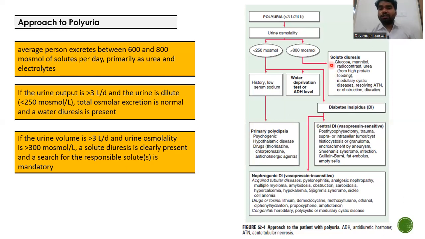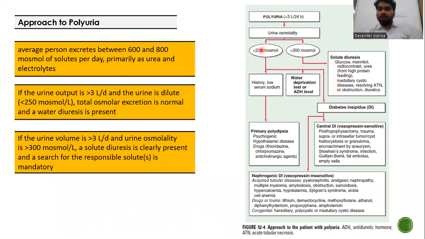As we can see in this chart, this generally happens in patients with diabetes who are having lots of glucosuria, or somebody who has taken radiocontrast dyes, or other agents which are osmotically active like mannitol, or somebody is taking a high protein diet, or total parenteral nutrition. In all these conditions, lots of solutes are there in the body. The body has to get rid of them. That's why osmotic diuresis is happening. So suppose somebody is having polyuria more than 3 liters per day, then you check osmolality. If it is high, then probably you are dealing with a case of solute diuresis.